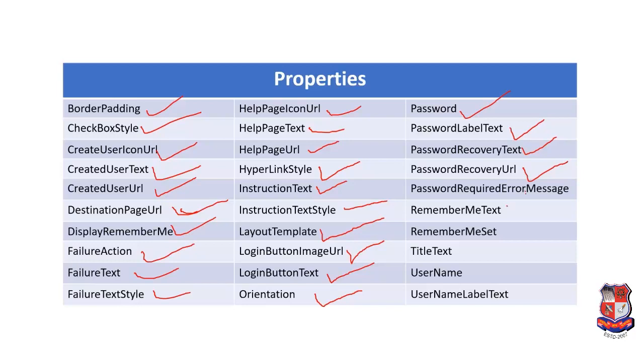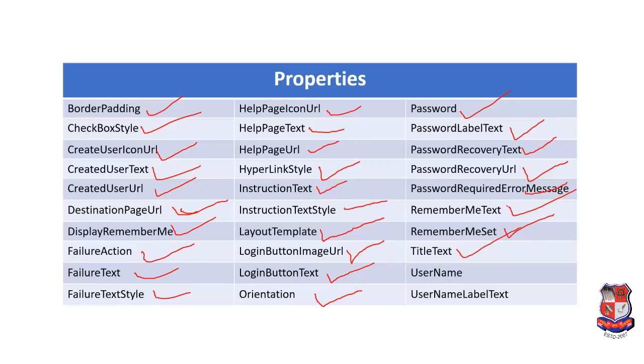Next is password required error message. It is used to retrieve or specify the error message that is displayed when the password field is left blank. This error message is also displayed in the validation summary control. Next is remember me text. It is used to retrieve or specify the text of the label for the remember me checkbox. Next is remember me set. It retrieves or specifies a value indicating whether to send a persistent authentication cookie to the user's browser or not.